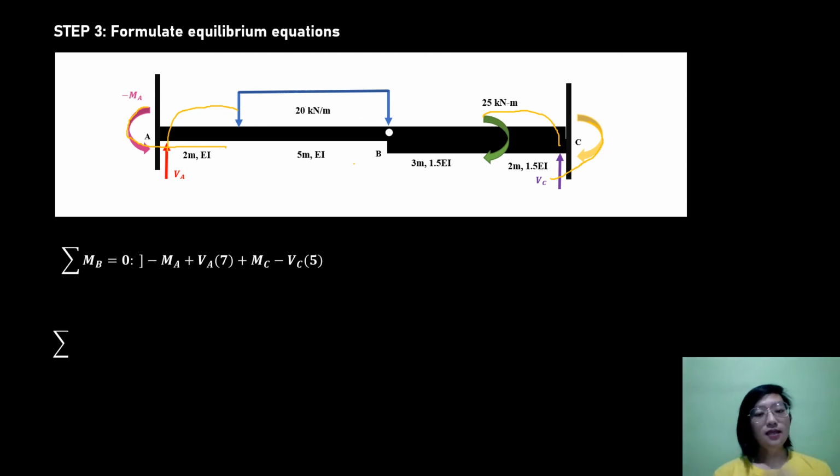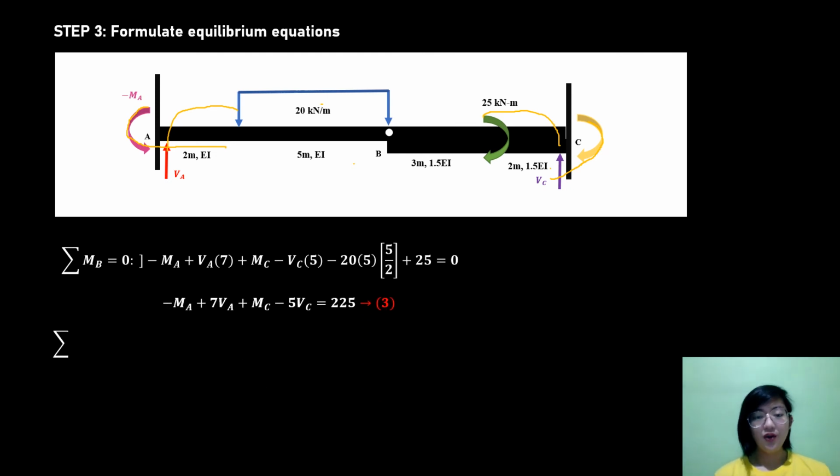And next is yung mga loads naman. So, we have here the rectangular load na pababa. So, magiging counterclockwise din siya. So, negative. Negative 20 times yung distance, which is 5, times yung centroid niya. Yung distance ng centroid niya to point B. So, 5 over 2. And then, lastly, the moment, which is 25.